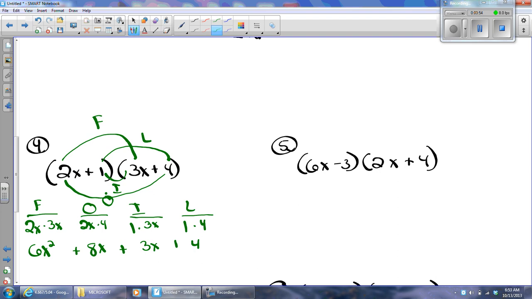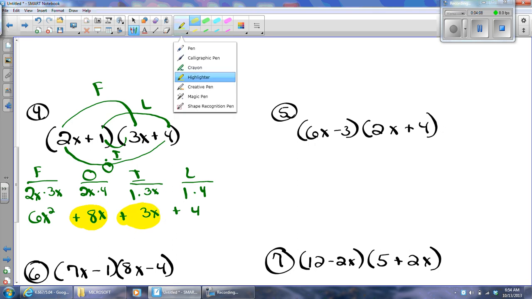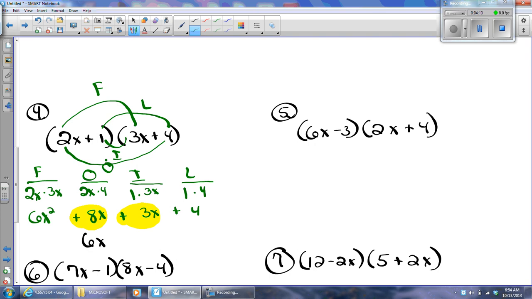And that's a positive 4. Now this answer shouldn't look right to you. It should look incomplete because I have some like terms. We won't always have like terms, but many times we will. I have a positive 8x and a positive 3x. I should combine my like terms and get 6x squared plus 11x plus 4.